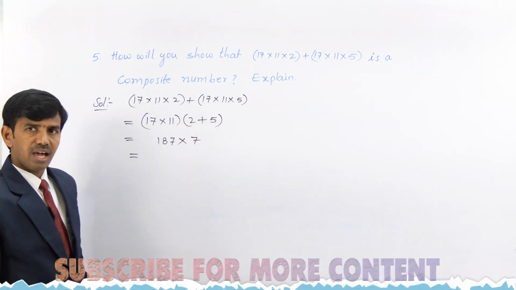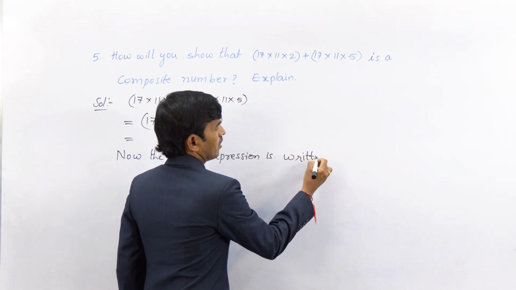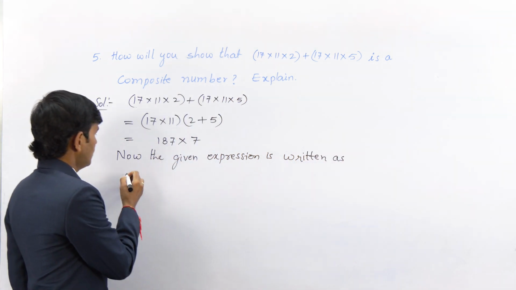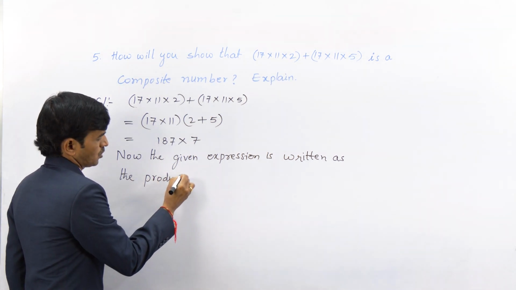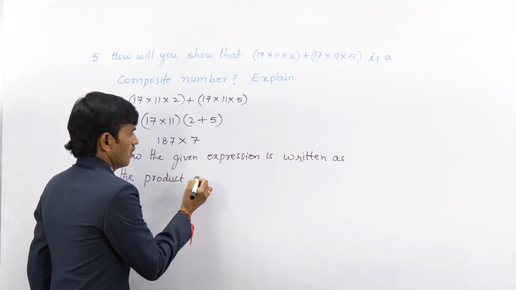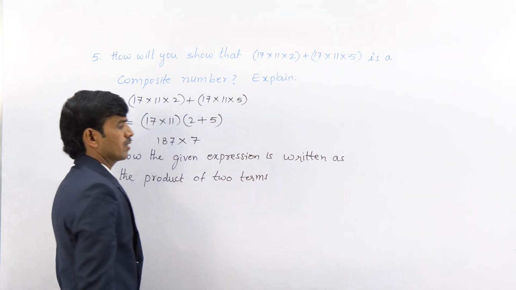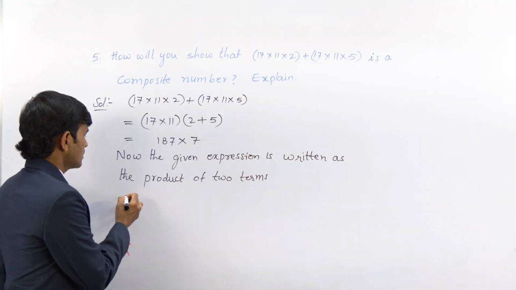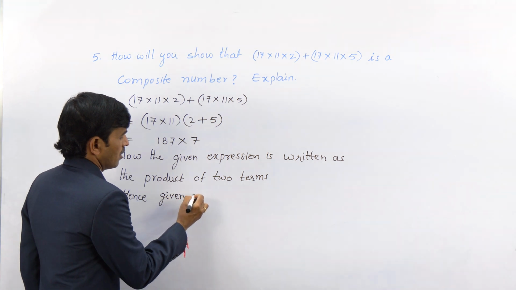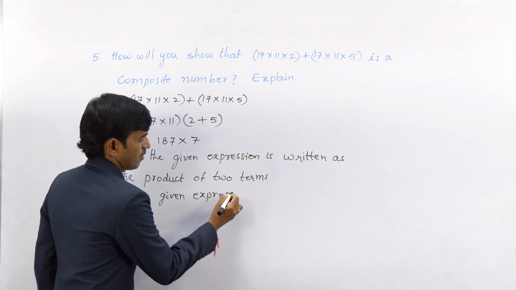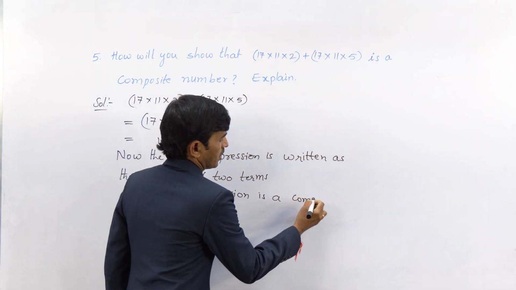Hence we can write this as the product of how many terms here? Two terms. The product of two terms that are numbers, hence the given expression is a composite number.